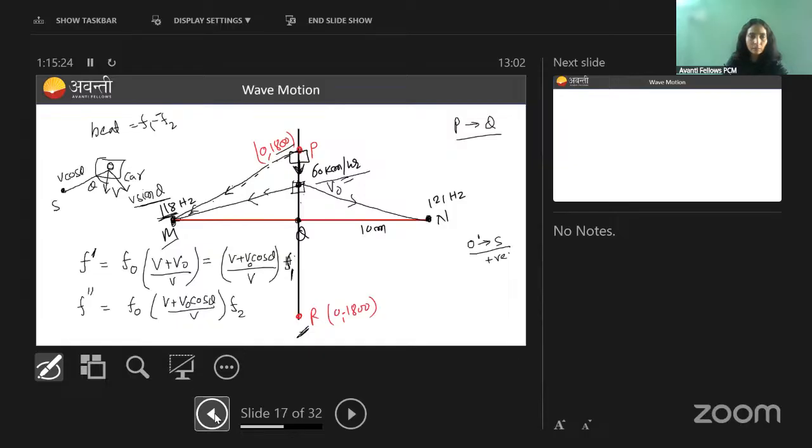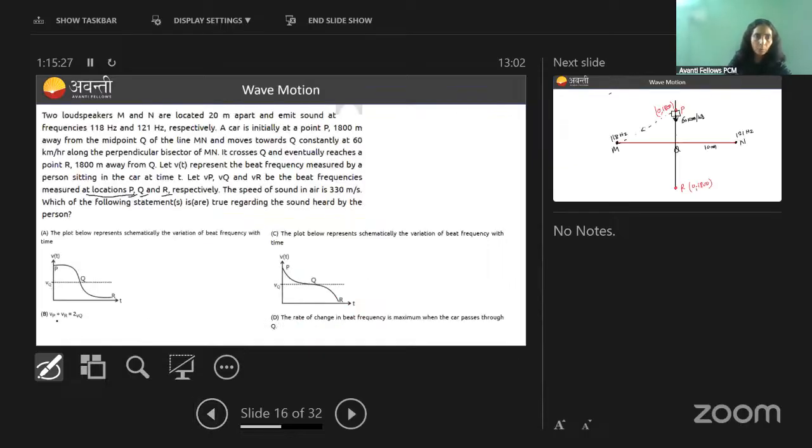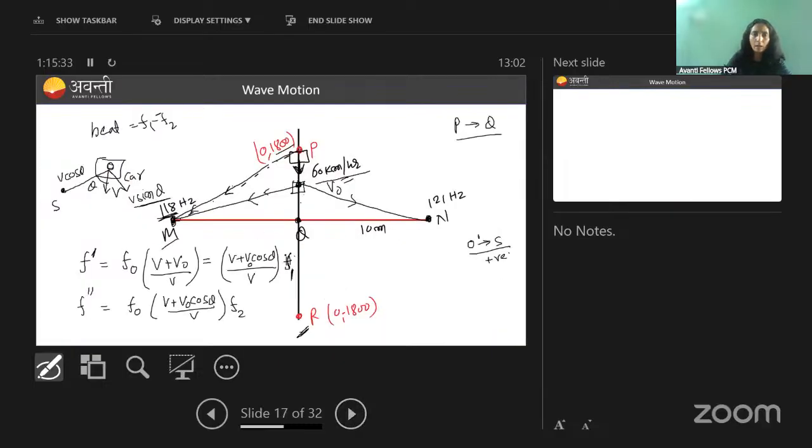If we have to check the frequency at points P, R, and Q, the beat frequency at point P, R and Q. So at point Q, what will the angle theta become? If you see here, how much will theta be? Theta is the angle between the vertical line and the line joining the observer and the source. So here the line joining observer and the source is this, and the vertical line is this. So the angle is this, right?